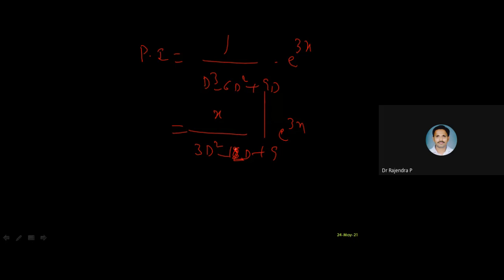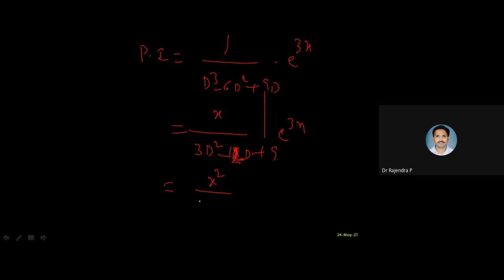Again, you substitute. This is 12. Again, you substitute. When I substituted, this is again 0, sir. You got 0. So what do you have to do? Apply one more x. Already x is there, so x into x square. Again differentiate.